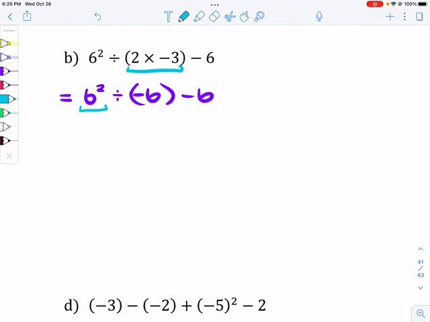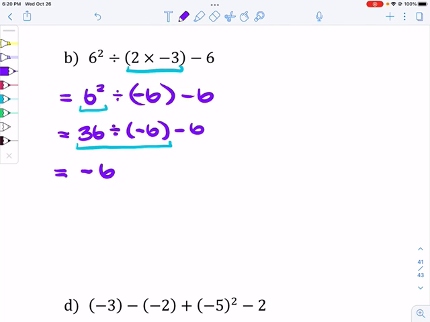My next step is my exponents. 6 times 6 is 36. My next step is division. 36 divided by negative 6 is negative 6. A positive divided by a negative will be negative. And then last but not least, we have negative 6 minus 6. Both of these equate to negative 12.